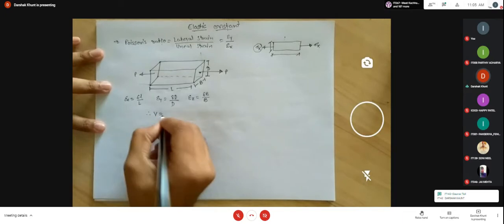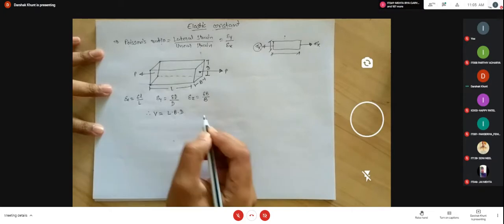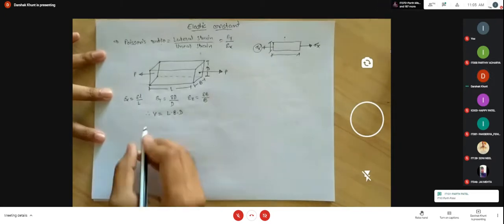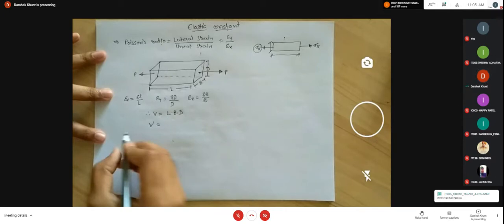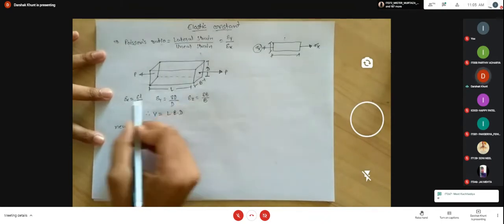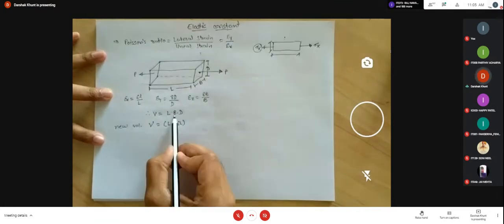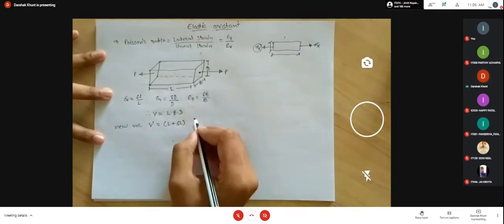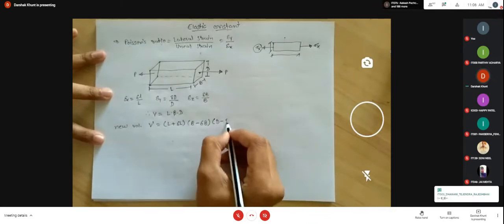Okay, if we consider the volume of that section, the volume is L into B into D. And if we find out the volume after applying this force, V dash is defined as the new volume. Now we have considered the new length: the change in length is delta L, so the new length is L plus delta L. The length is increased but the width is decreased due to the Poisson effect, so B minus delta B, and the depth is also decreased, so D minus delta D.